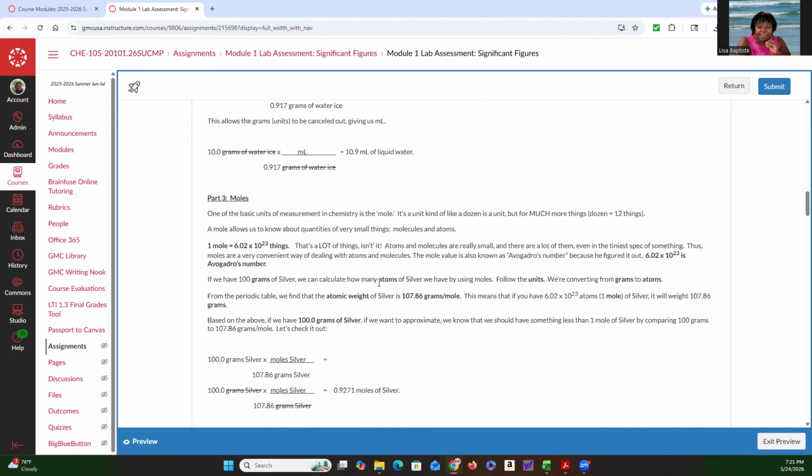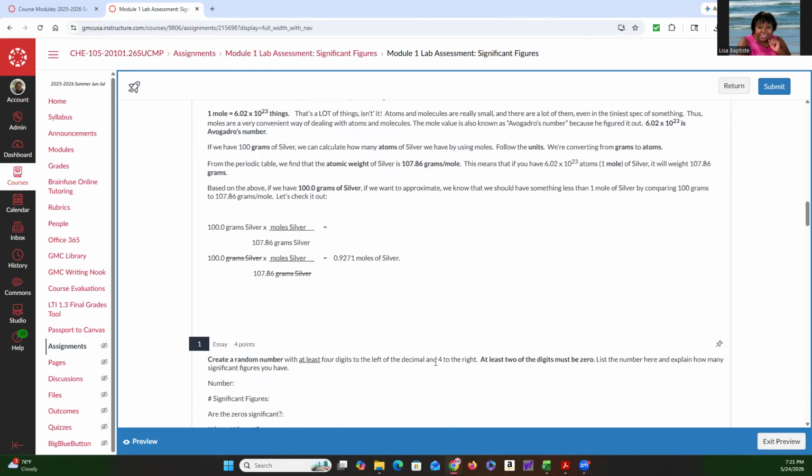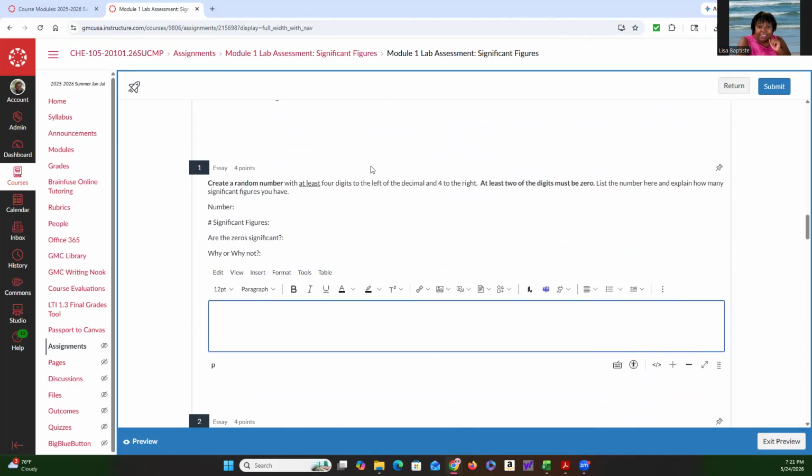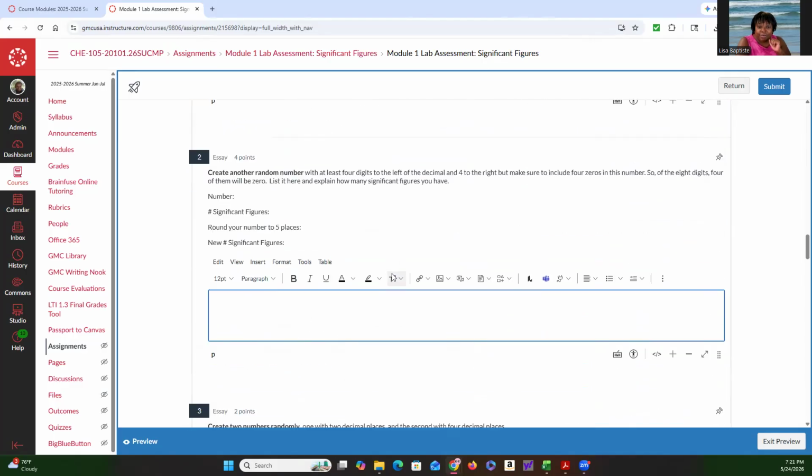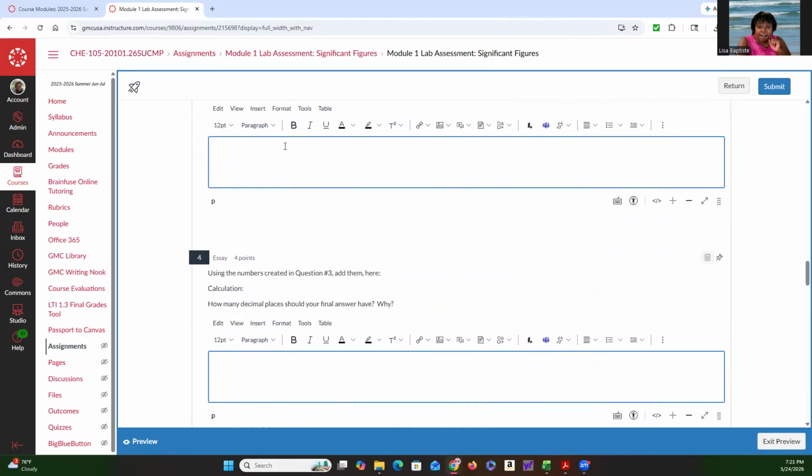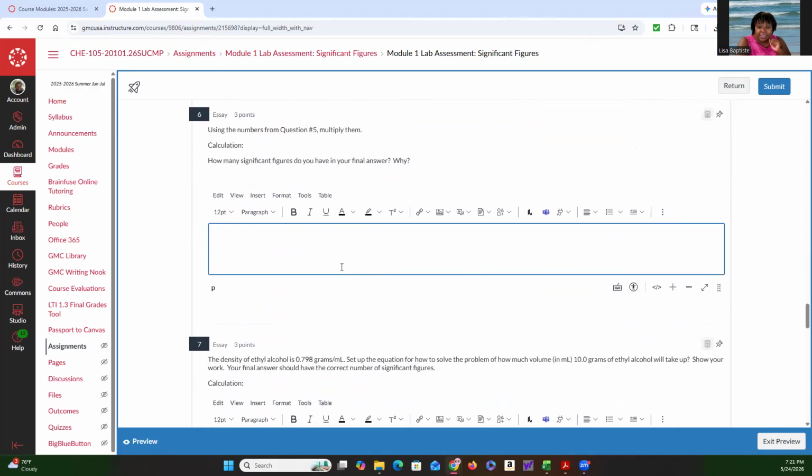All right. Then we're going to talk about moles. So we have what's known as Avogadro's number, which is 6.02 times 10 to the 23rd of whatever the things are. So the things could be atoms or they can be molecules, all right? And you're going to look at that in these calculations. And then you start to get your problems, all right? And these are all fill in type problems.